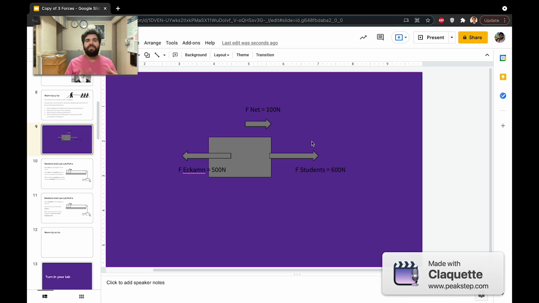Acceleration comes from unbalanced forces on a system. If Mr. Ekman and the students were pulling with the same amount of force, there wouldn't be any movement. But since the students are pulling harder, there is a much stronger movement.